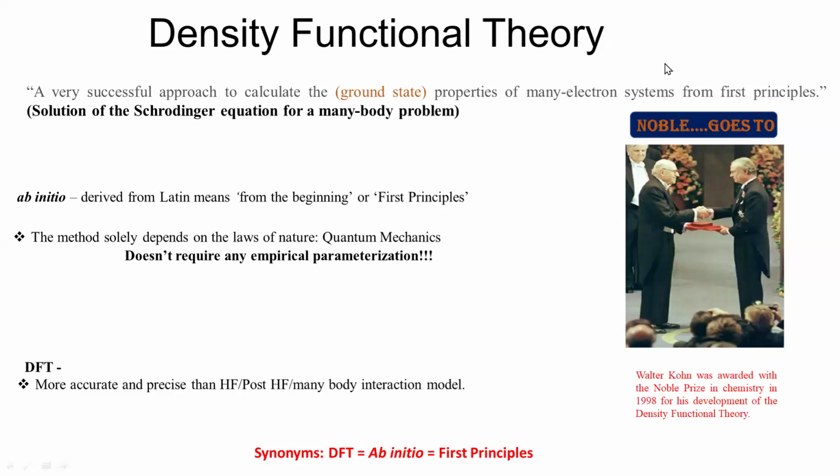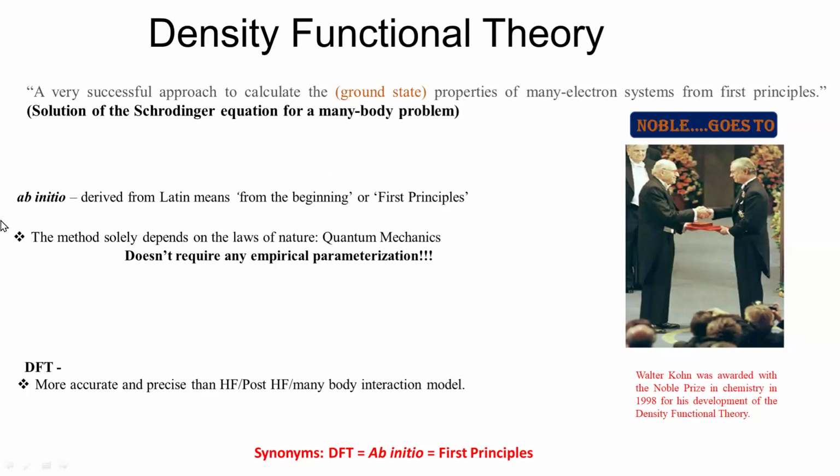Okay, so now what is density functional theory? Density functional theory is a successful approach to calculate the ground state properties of many electron systems. Sometimes it is called the many body problem also. It is also referred to as first principle calculations. So the density functional theory is nothing but a solution of the Schrodinger wave equation. We all know what the Schrodinger wave equation is. So it is a many body Schrodinger wave equation.